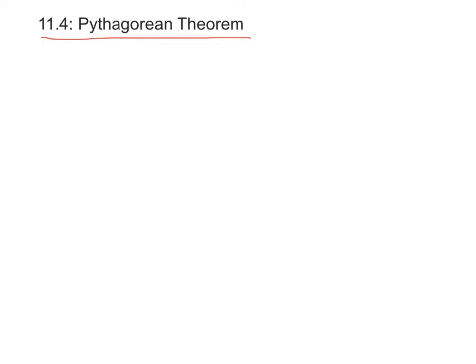Welcome to lesson 11.4, Pythagorean Theorem. The Pythagorean Theorem is a formula that we use to find sides in a right triangle. So we first need to know a little bit about a right triangle.